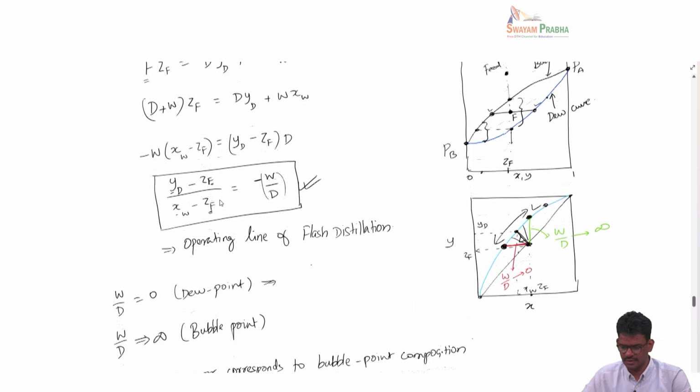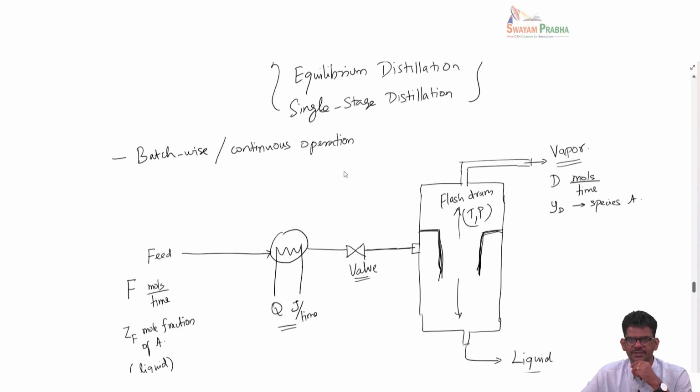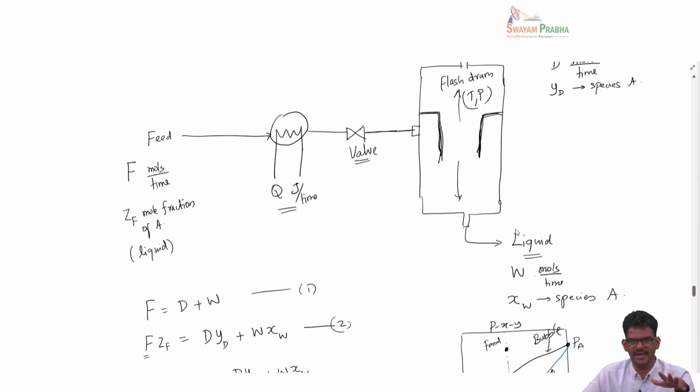All right, okay. So let's just slightly summarize. What we discussed here is the concept of flash distillation, or equilibrium distillation, or single stage distillation. This involves taking a feed which can be a liquid or a vapor. If it's a liquid, we vaporize it. If it's a vapor, we condense it. The flow sheet is still the same.